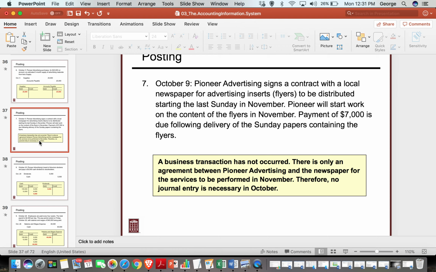All right, now this next one, Pioneer Advertising signs a contract with a local newspaper for flyers to be distributed. Pioneer will start working on the contract in November. Payment of $7,000 is due following delivery of the Sunday papers containing the flyer. So no entry is going to be made here because there is no transaction. Okay, just an agreement. This is a contract that we're going to go ahead and perform services in November. But since no assets have changed hands at this point, we're not going to record a transaction.